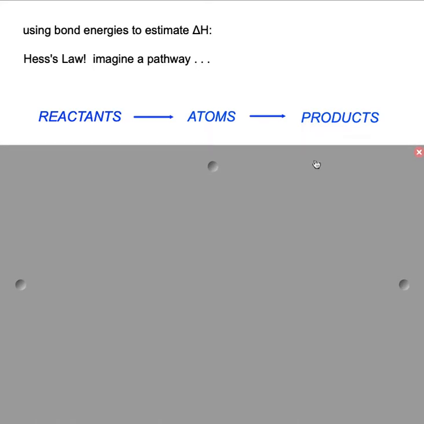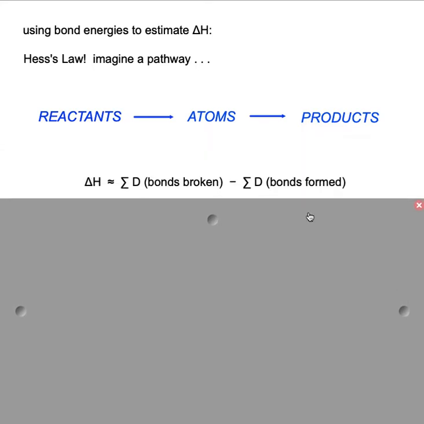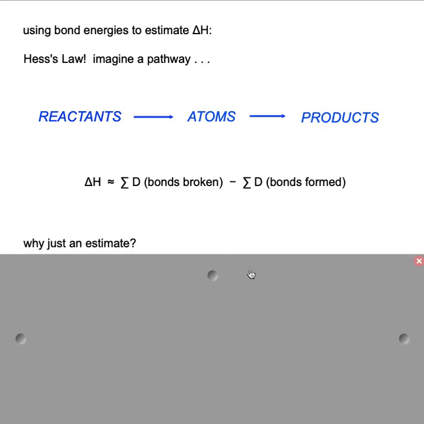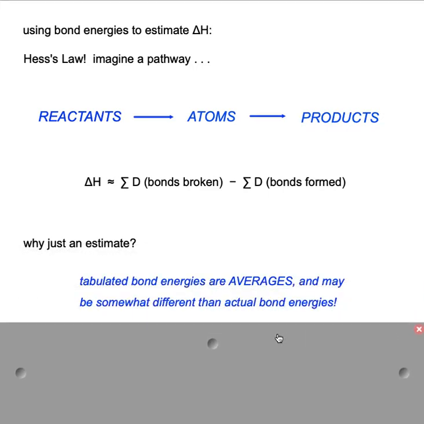We can write a simplified version of this as delta H is approximately equal to the sum of the bond dissociation energies of all the bonds that are being broken minus the sum of the bond energies of all of the bonds being formed. Uppercase D is a somewhat archaic symbol that represents the bond dissociation energy, probably from the word dissociation. And we'll again ask the question, why is this just an estimate? That's because, again, the tabulated bond energies are averages and may be somewhat different than the actual bond energies in the molecules in your reactants and products. So now let's do some examples.